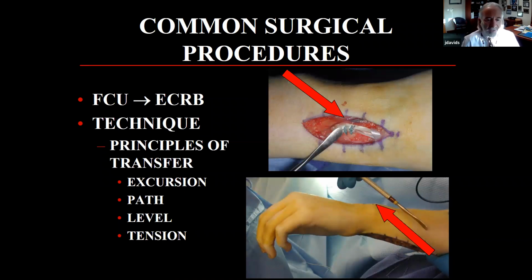So here we see on the top the dorsal wrist incision showing the FCU brought around and sewn into the ECRB. The bottom image shows the desired tensioning of the transfer, which is the wrist extended approximately 10 degrees against gravity.